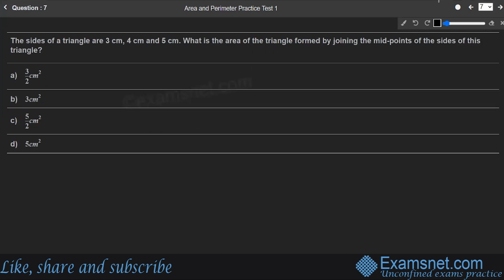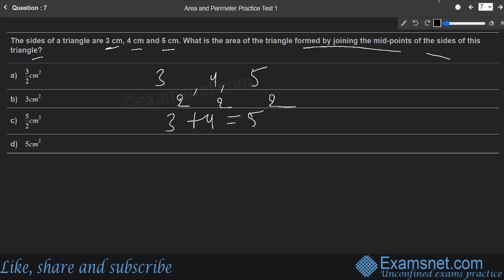Now he says that the sides of a triangle are 3, 4, and 5 centimeter. What is the area of the triangle formed by joining the midpoints of the sides of the triangle? Okay, so he says the lengths are 3 centimeter, 4 centimeter, and 5 centimeter. But if you observe it carefully, 3 square plus 4 square is actually equal to 5 square. So the sum of the squares of the two sides is equal to the square of the third side. But this only happens in the case of a right triangle.